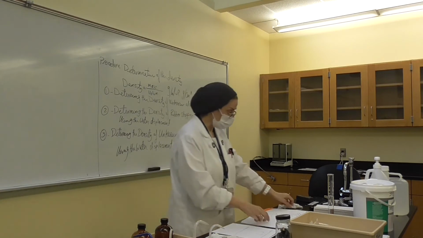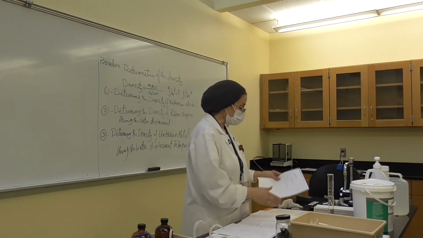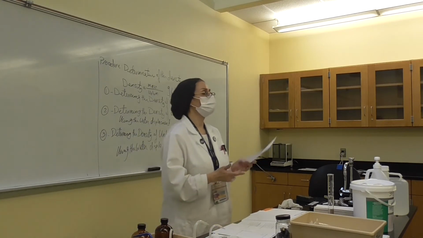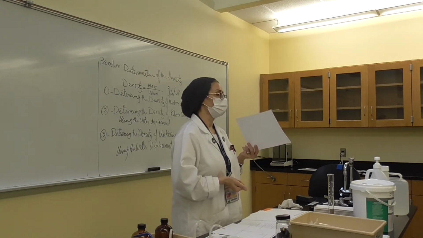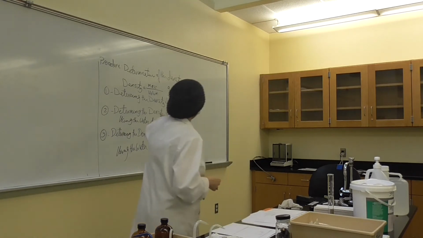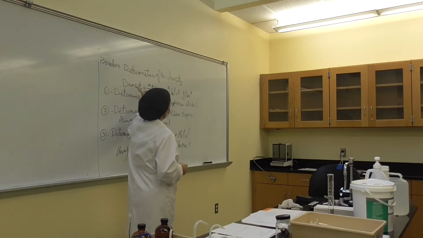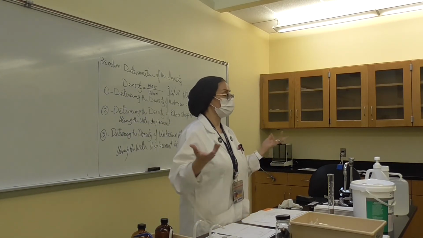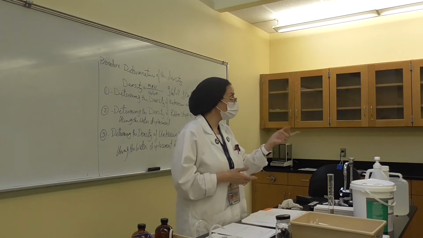Now, in that sheet here, there is asking you to identify the unknown metal. How are we going to identify the unknown metal if we don't know what it is? Anybody could tell me? Yes. What are we measuring? Density, right? So from the density, you will be able to tell what is the element that we have.